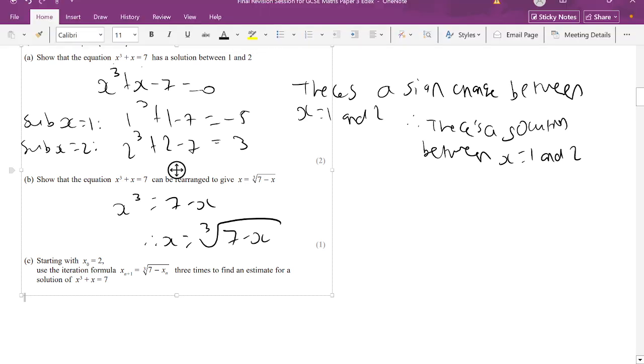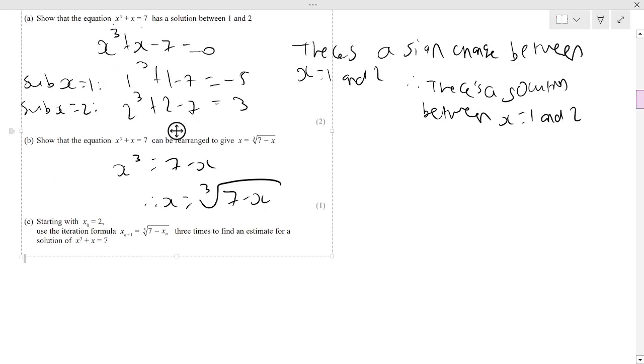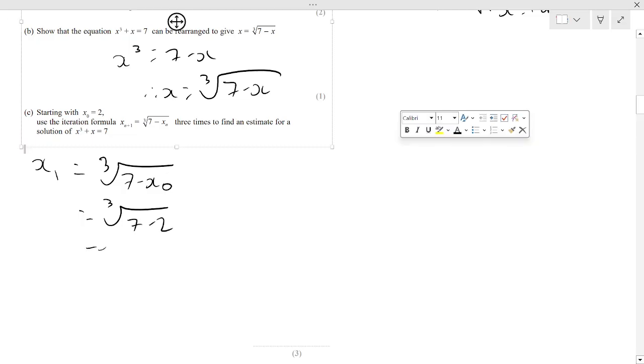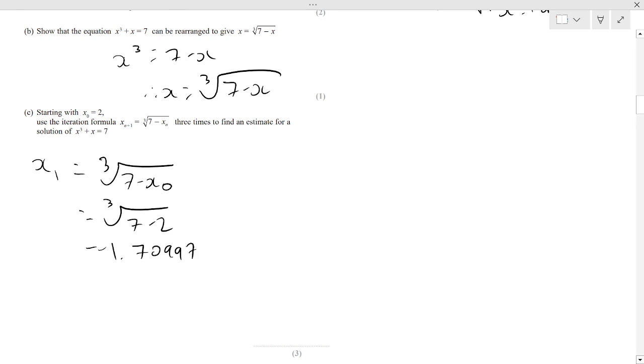Okay, then we are saying we're starting from x0 is 2. Use the iteration formula 3 times to find an estimate. So, well, firstly, the first estimate, x1 is going to be cube root of 7 minus x0. That's going to be cube root of 7 minus 2, because x0 is 2. And that will be this number here, 1.70997597. You have to just write it all down.